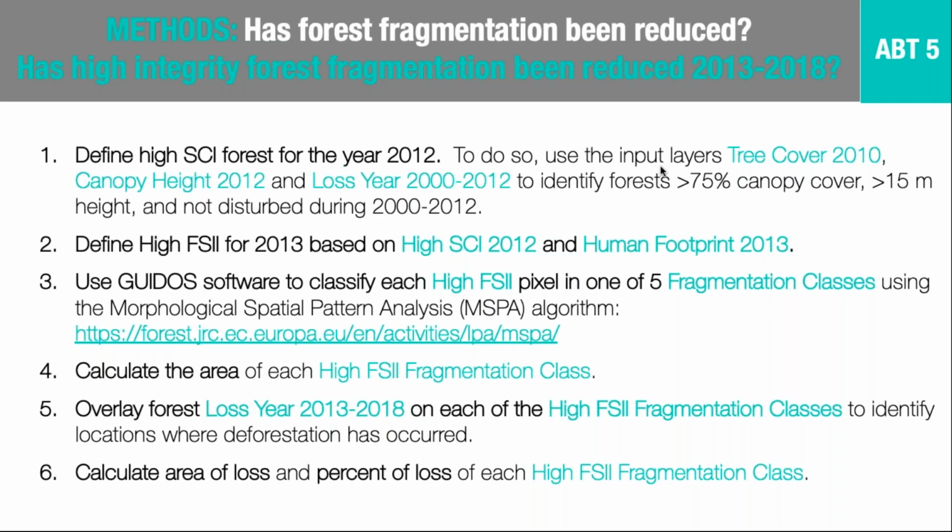Then we can use Guido software again to classify high integrity forest into one of those fragmentation classes. And then we can calculate the area of those fragmentation classes in specific areas. In this case, we'll show a few different ecoregions across the tropics. And then what we can do, we don't have change in high FSII forests specifically, but we do have areas of forest loss between 2013 and 2018.